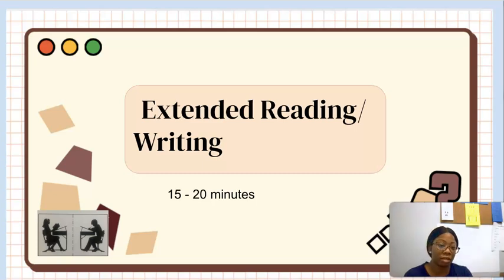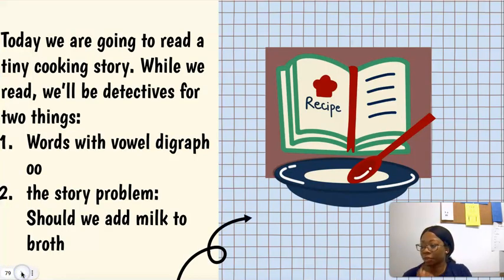So now we're going to move on to our extended reading and writing. Let's make sure we're in our LLP. So go ahead and take out your one-page reader called the cookbook. Today we're going to read a tiny cooking story. While we read, we'll be detectives for two things.